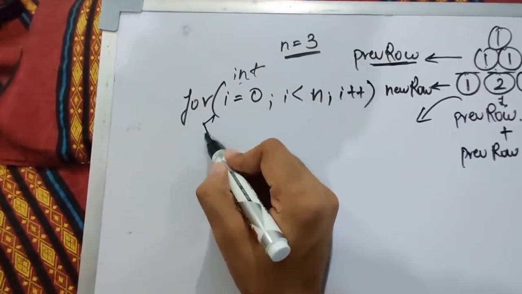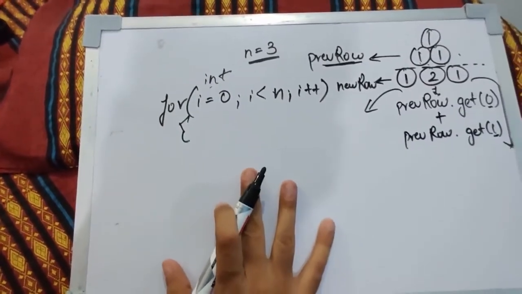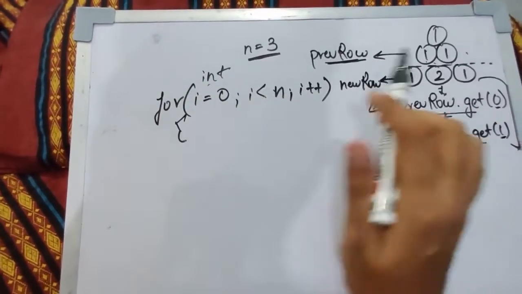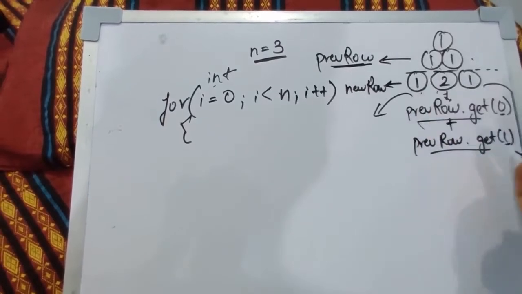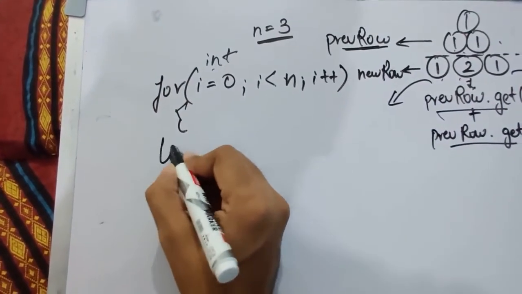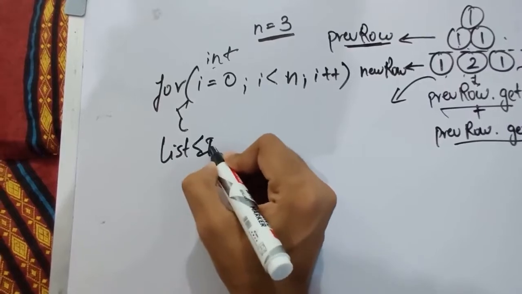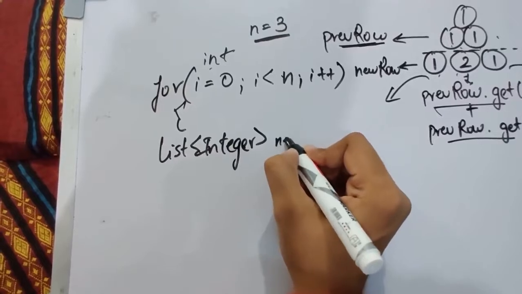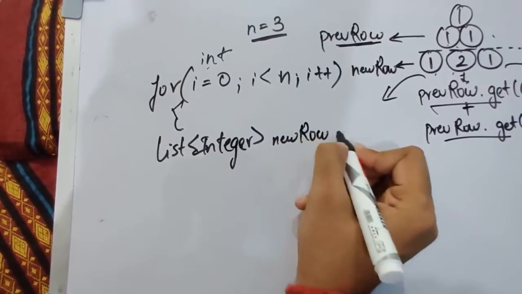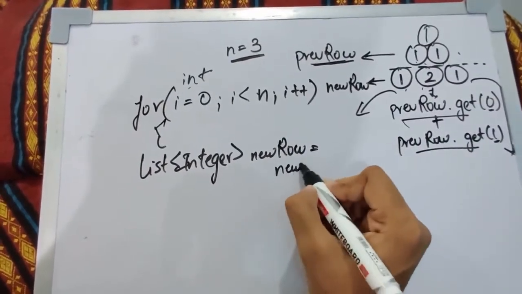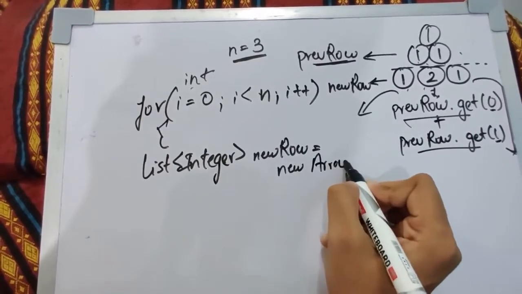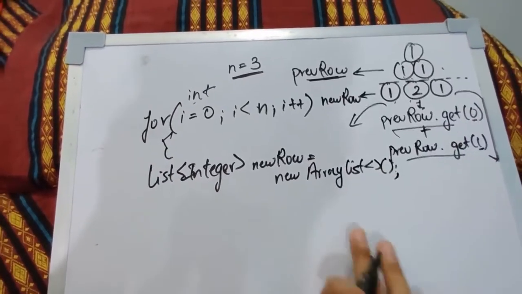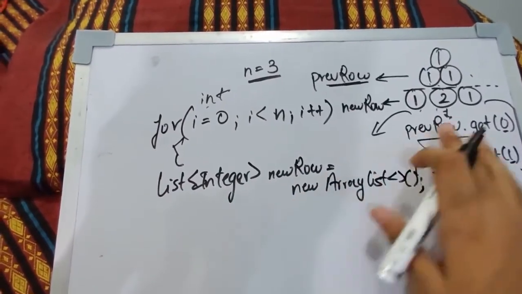So now what we need to do is write the generic code so that this logic will work each time. So we have to first create a new row, right? So again List of Integer, and I'm giving it the name newRow equals to new ArrayList. Okay, this much is okay. We have just created the new row.